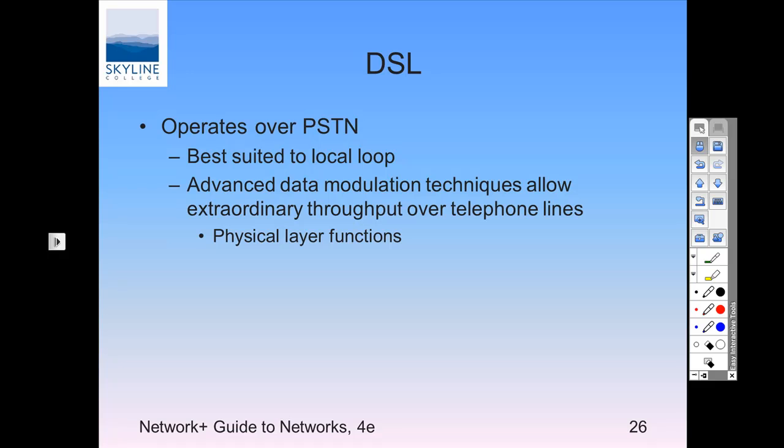DSL operates over the PSTN. You can buy different levels of service. Doesn't really get all that fast, I don't think. You can look and see what level of service you have, and that sometimes is dictated by how close you are to that switch that's available to you.